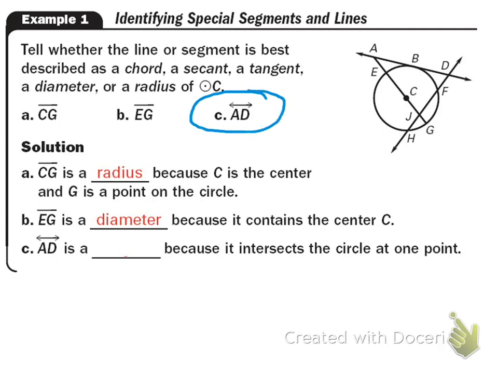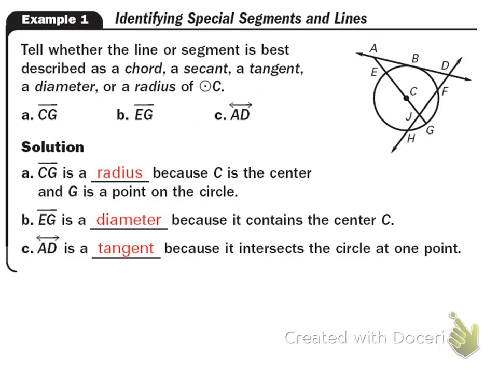What does this ask us for? This asks us not for a ray. It's got 2 arrows on it. This is for line AD. They want to know what is line AD. Ryan, what's line AD? It would be a tangent, because it only intersects the circle one time.